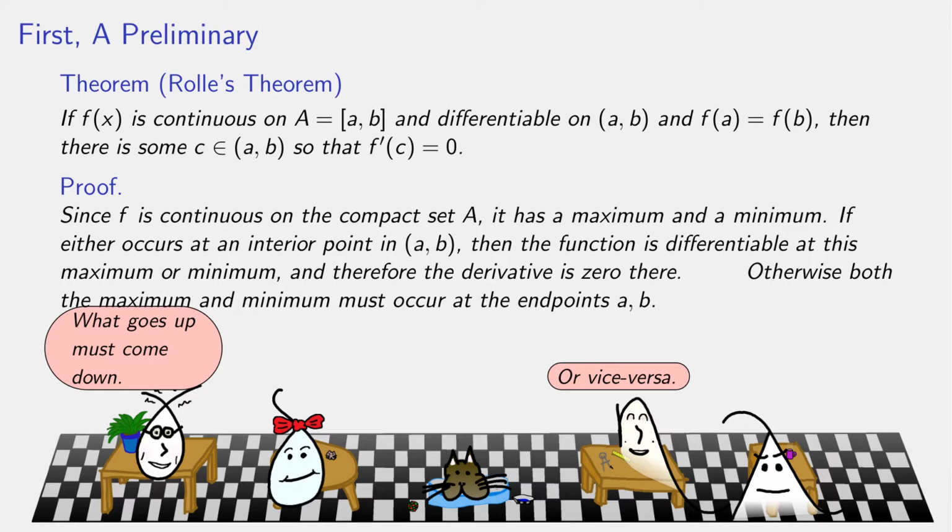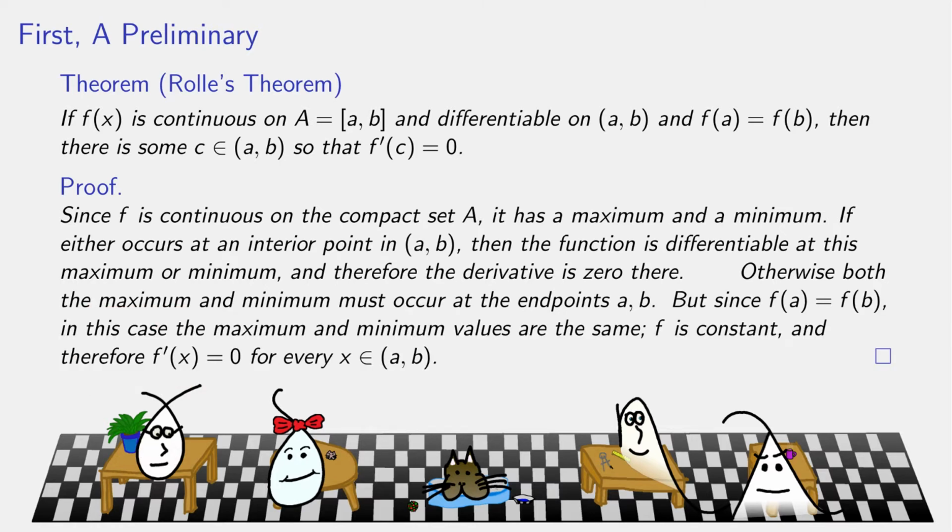Now, suppose you don't get so lucky. The max and the min don't happen on the inside. If they don't happen inside the interval, they have to happen at the endpoints. But the value at the endpoints is equal. So if the max and the min both happen at endpoints, and the value at the endpoints is the same, well then the max value is the same as the min value.